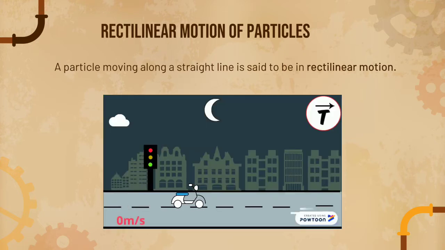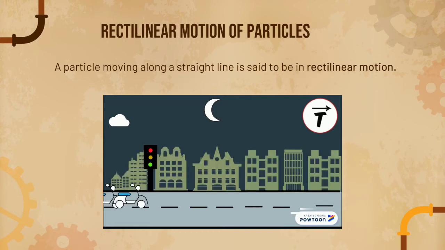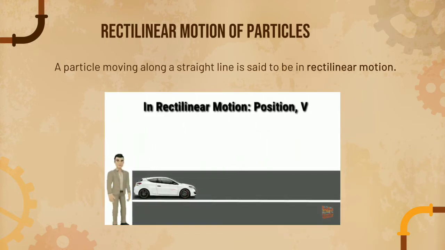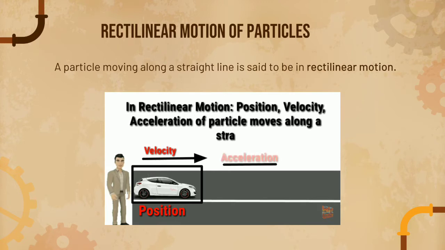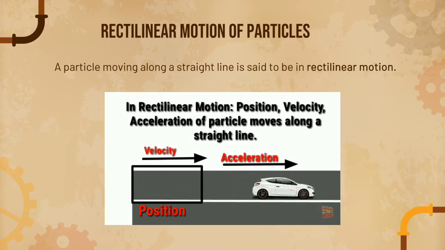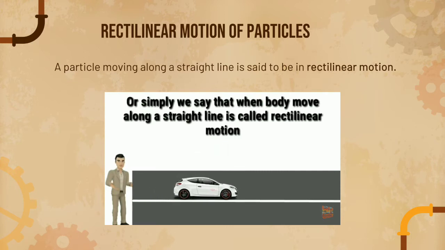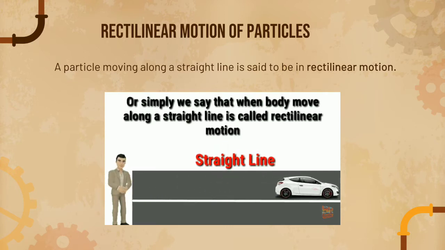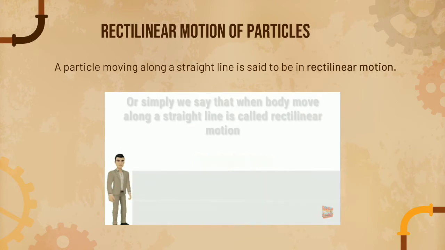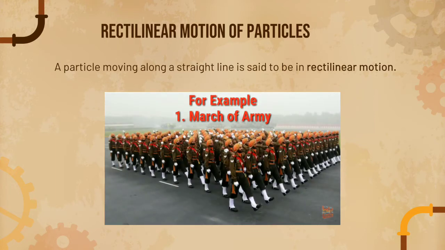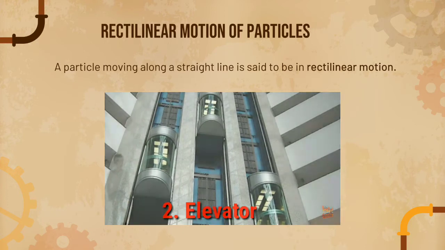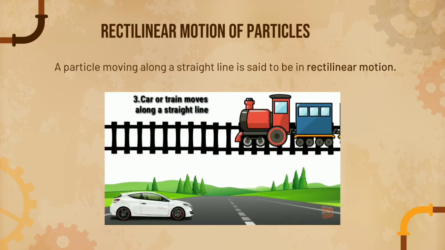Rectilinear motion of particles. A particle moving along a straight line is said to be in rectilinear motion. In the video flashed on your screens, a motorcycle is shown moving straight forward on a street. This is a good illustration of an object in rectilinear motion. In rectilinear motion, position, velocity, and acceleration of a particle are measured as it moves along a straight line. Or simply, when a body moves along a straight line, it is called rectilinear motion. For example: 1. March of an army. 2. Elevator. 3. Car or train moving along a straight line.